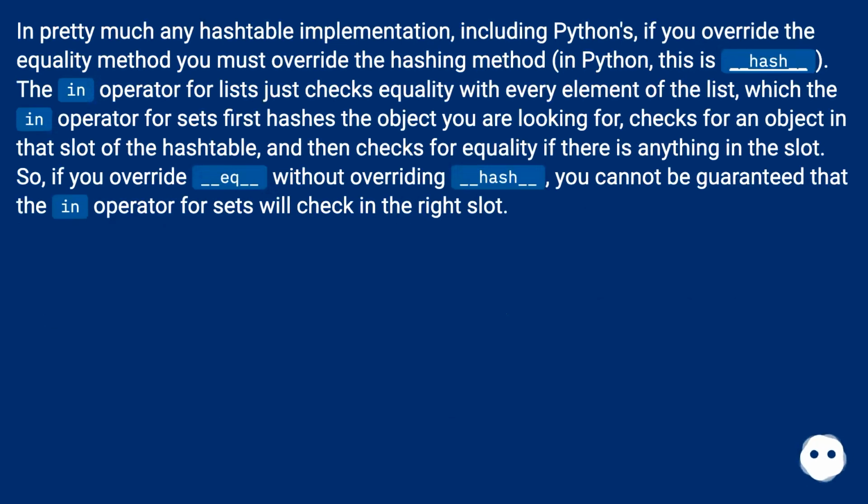In pretty much any hash table implementation, including Python's, if you override the equality method you must override the hashing method. In Python, this is __hash__. The in operator for lists just checks equality with every element of the list, while the in operator for sets first hashes the object you are looking for, checks for an object in that slot of the hash table, and then checks for equality if there is anything in the slot. So, if you override __eq__ without overriding __hash__, you cannot be guaranteed that the in operator for sets will check in the right slot.